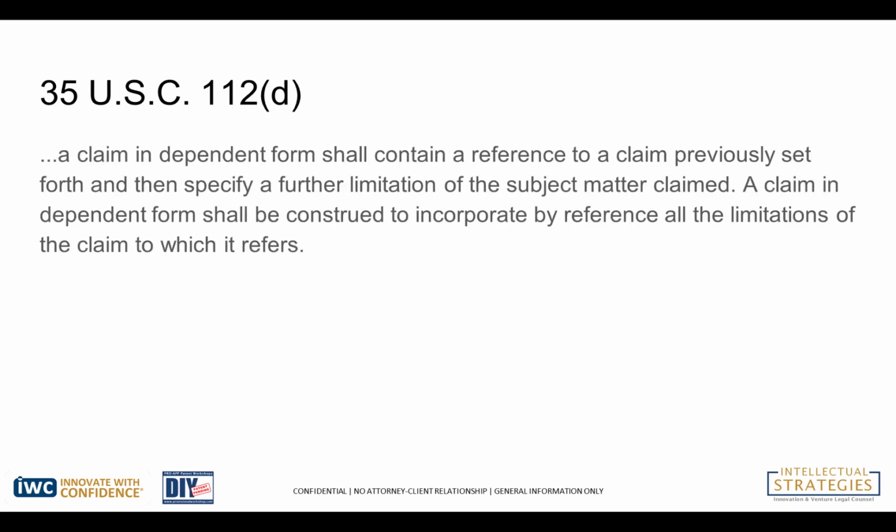Subsection 112d relates specifically to dependent claims. Dependent claims simply mean that they refer back to an independent claim and that they incorporate all of the limitations stated in that independent claim, or that independent claim and any additional dependent claims from which a dependent claim depends. We'll go over this in a minute, it will make more sense. But simply it means that a dependent claim adds one more limitation to whatever combination of claims that it depends from.